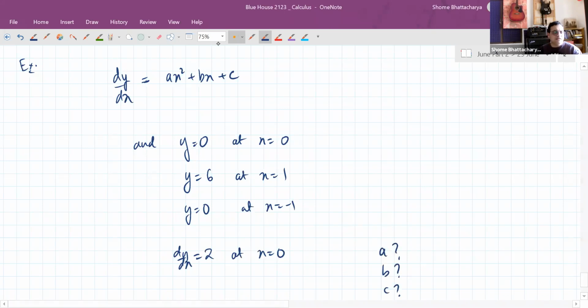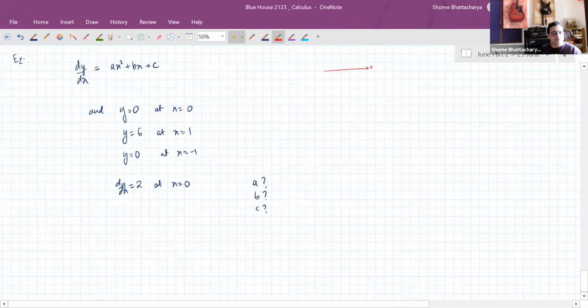There we had done this question by sort of guesswork. The approach we had taken is that if dy by dx is quadratic, then y must be a cubic function. So we started with the assumption that y is some cubic function like this.